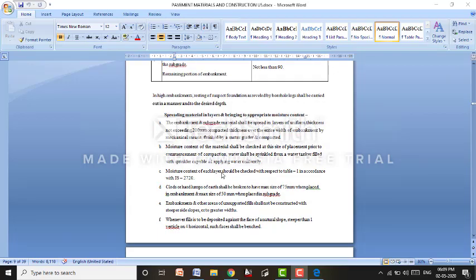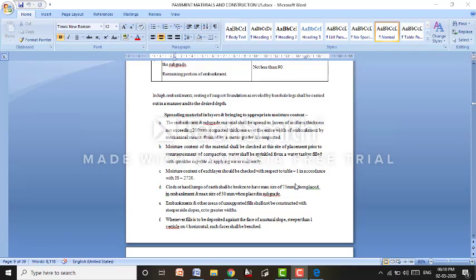In high embankments, as I told you, these are the different procedures involved based on the different situations of the project. In high embankment, testing of a suspect foundation as revealed by borelog shall be carried out in the manner and to the desired depth, spreading materials in layers and bringing to appropriate moisture content. The embankment and subgrade material shall be spread in layers of uniform thickness not exceeding 200 mm compacted thickness over the entire width of the embankment, and by mechanical means finished by a motor grader and compacted.